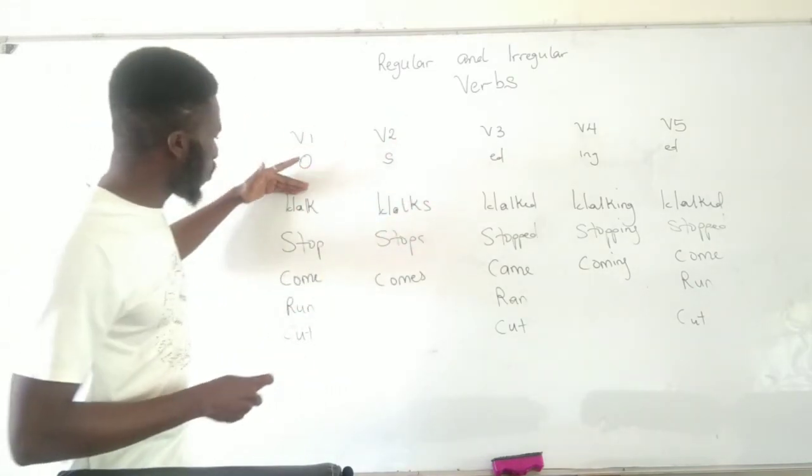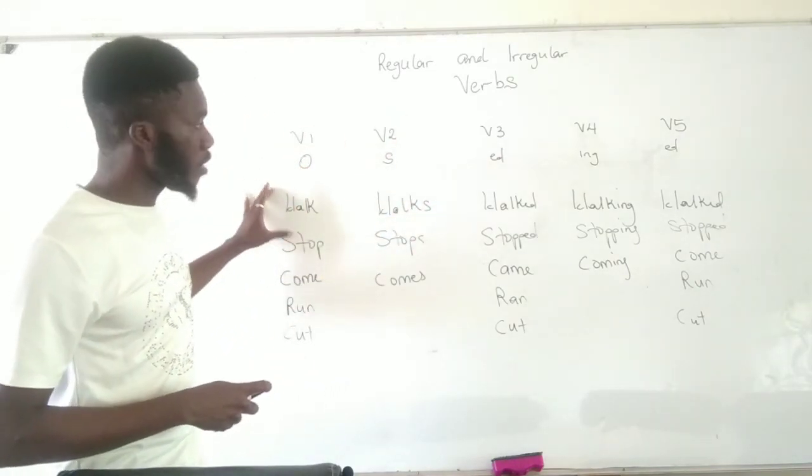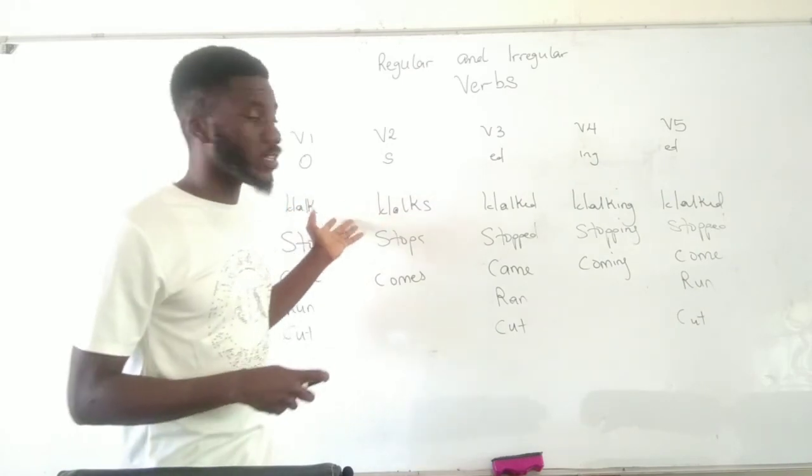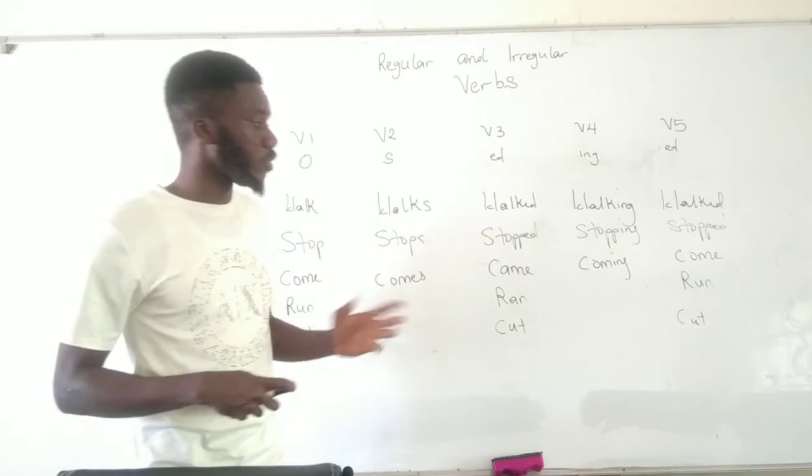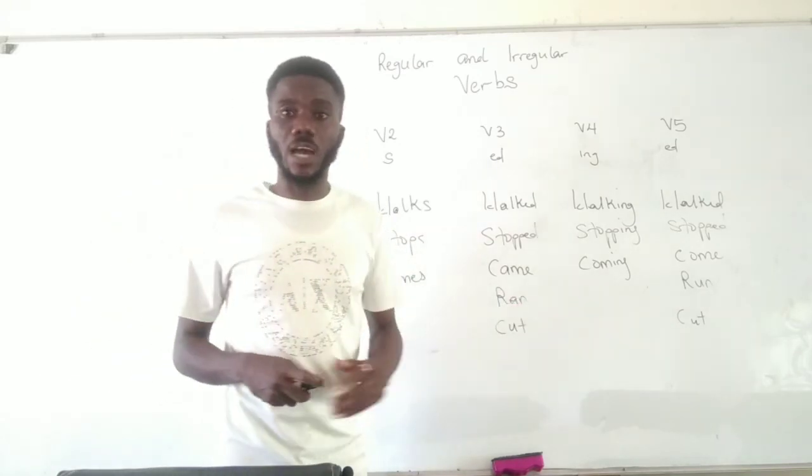So the ones you have, 1 and 2, are regular verbs. Whenever that particular verb accepts ed at these two places, it is a regular verb. And when it refuses, just like what you have here, it is an irregular verb.